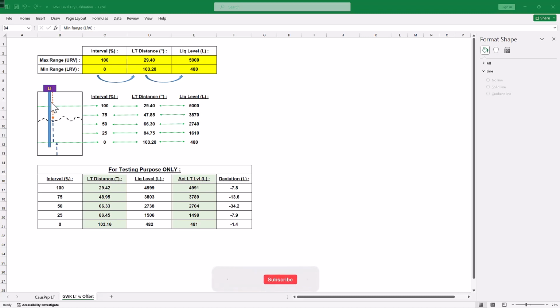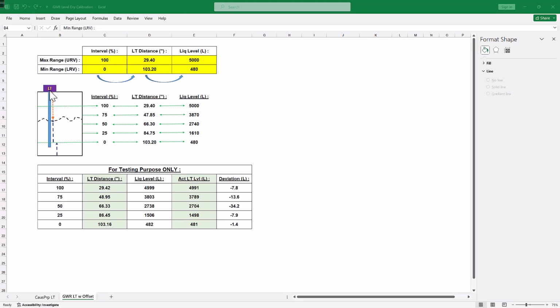Whether we use a guided wave radar level transmitter or just a wireless wave radar level transmitter, the concept of calculation remains the same. As you can see, this is a tank and this is the water surface. This is the probe attached to the level transmitter. This line is the minimum range line or the LRV, low range value, or sometimes we call it the zero reference line, which corresponds to 0% of the measurement. And this line refers to the maximum range or URV, upper range value, which corresponds to 100% of the measurement.